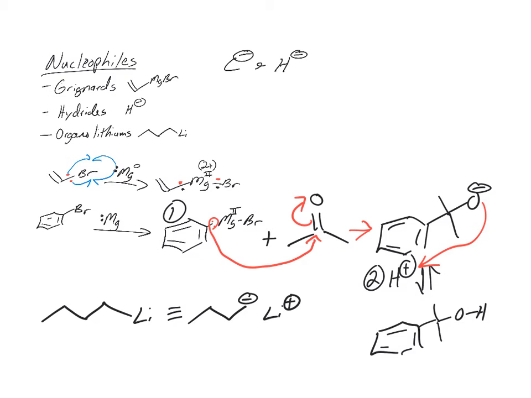So be careful when there's things like OHs, right? Or acids around. Grignards and organolithiums like to go for those hydrogens too. They can act like a base, right? A Bronsted base, not just as a nucleophile. So be careful with that.